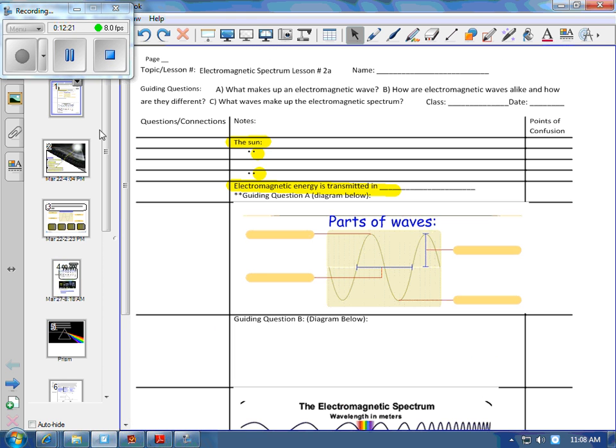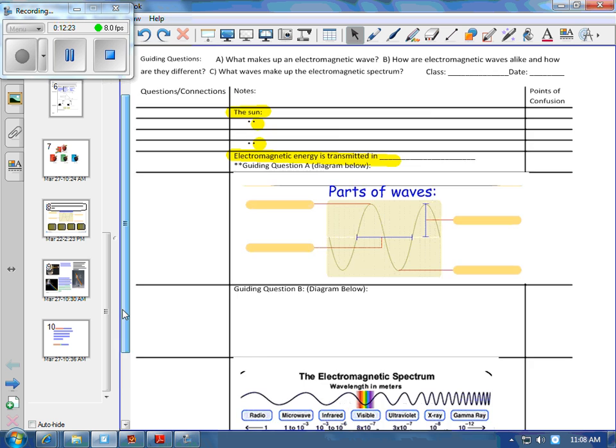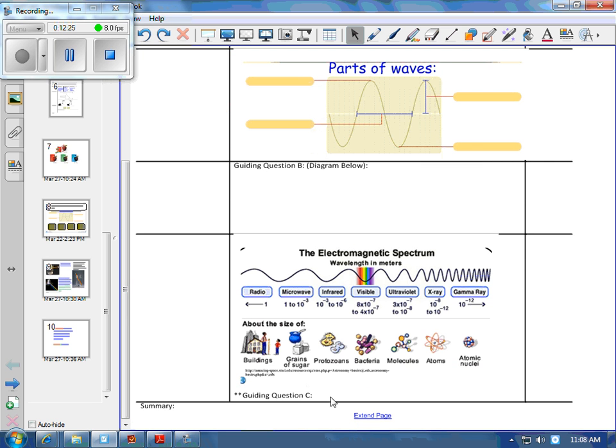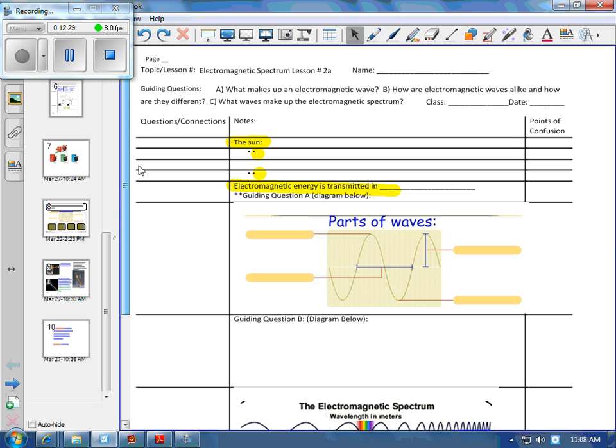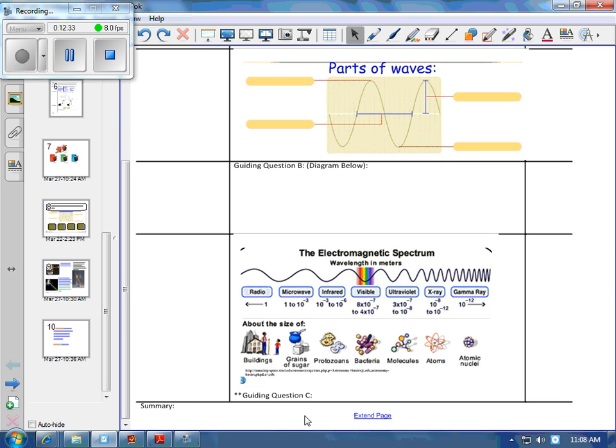Go back up to your notes. I believe that was guiding question B and C, so you can answer those now as well. At this point, I'm going to pause and let you get out page 8 of your notes, and then we are going to go on and fill those in.